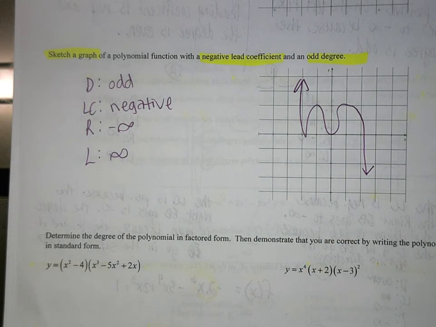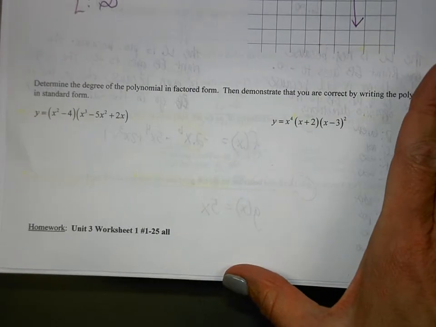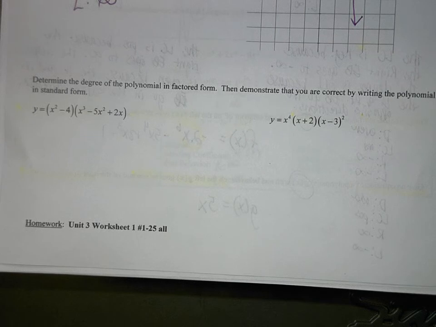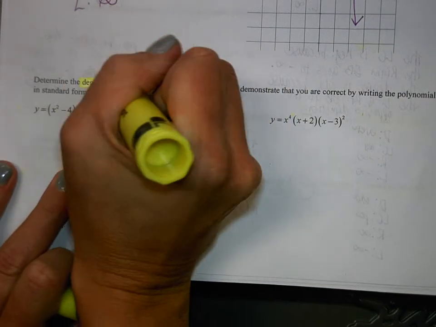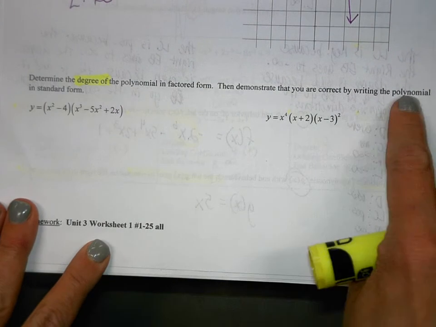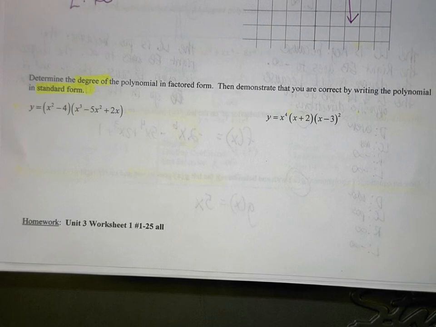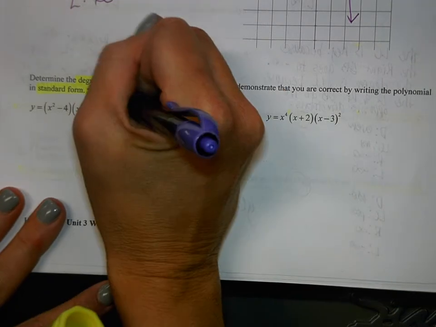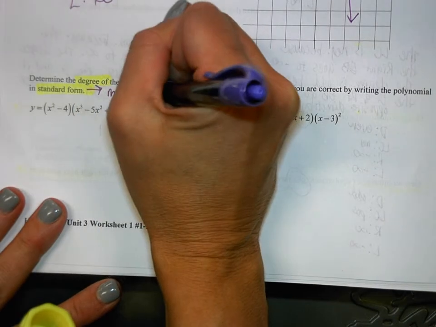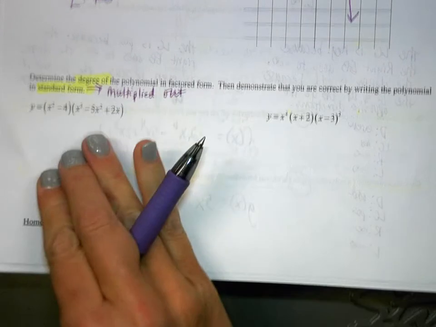Any questions? Okay, next one. This says, determine the degree of the polynomial in factored form, and then demonstrate you are correct by writing the polynomial in standard form. Standard form is when it is multiplied out. So right now it's in factored form. Multiplied out is standard form.